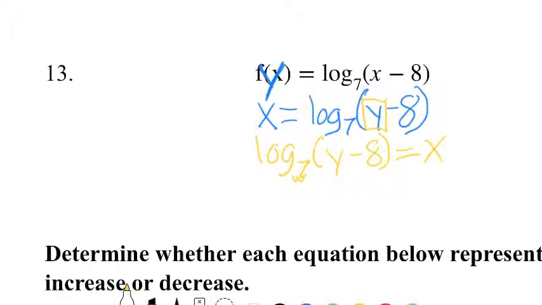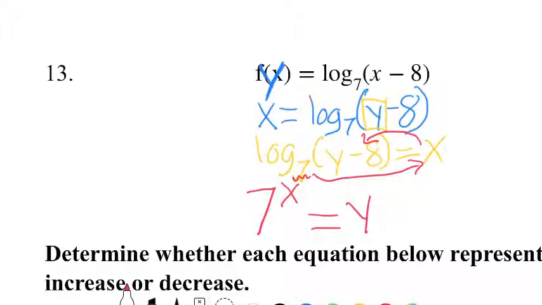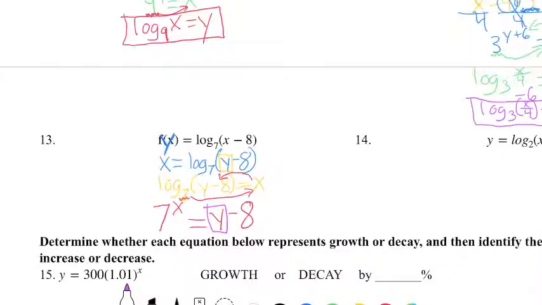We have the base of 7 for our log, so that's going to be the base of our exponent. We're going to have our x in our exponent, and we're going to set it equal to what we're taking the log of, which was my y minus 8. Now we can deal with the y. Now we can get that negative 8 away from it.